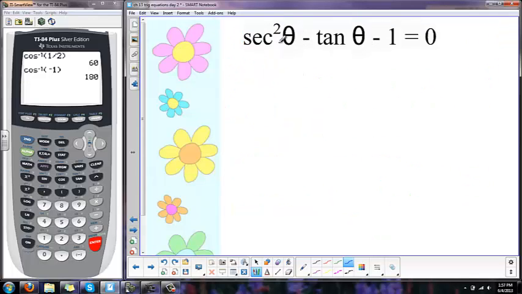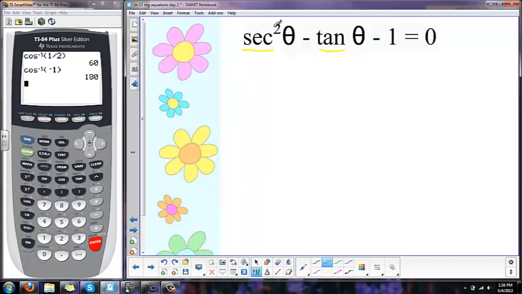Okay. Secant squared theta minus tangent theta minus 1 is equal to 0. What's the problem with this equation? The problem is that we have two different functions. We have secant squared theta and we have tangent theta. That's not good. We don't really like that. So we're going to have to fix that. Let's think about how we could do that. Let's think about, I don't know, different ways that we could think about this.